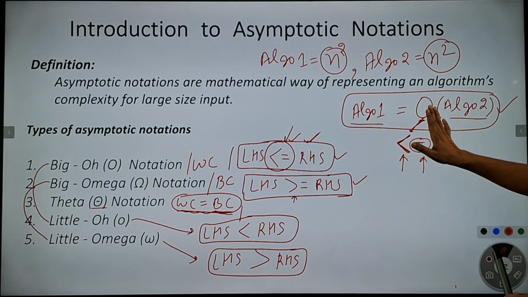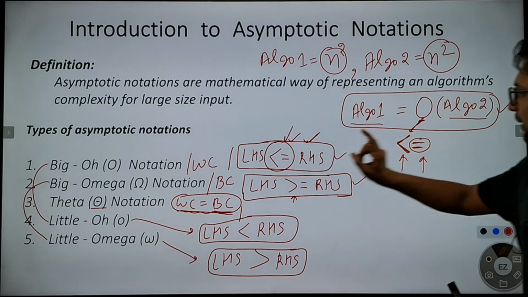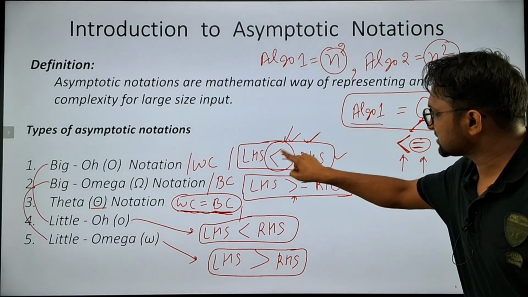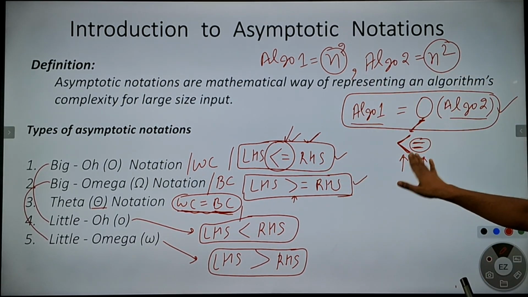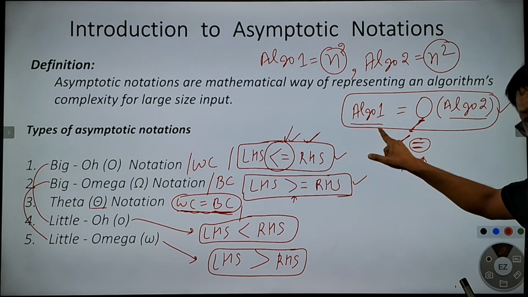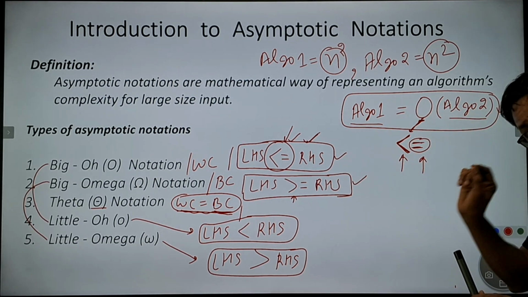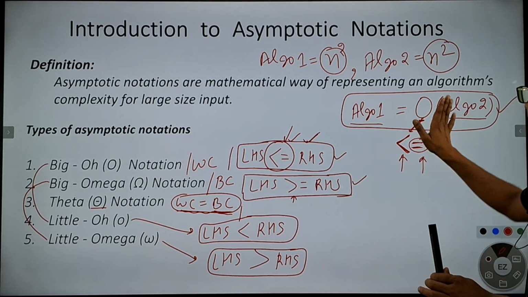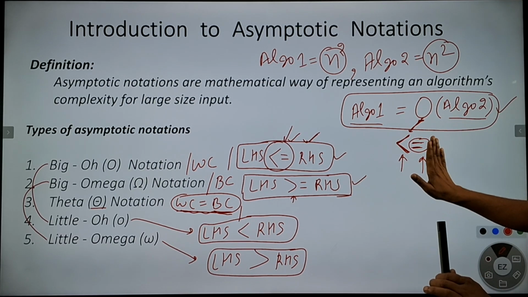Fine. So we can compare two algorithms by big O notation if this condition is satisfied. Yes, this condition is satisfied over here. So algorithm 2 will either be greater than algorithm 1 or might be equal also. So in both cases we can use the big O notation. This is the only thing I tell you.